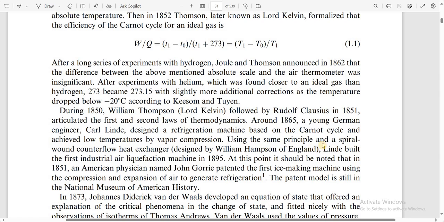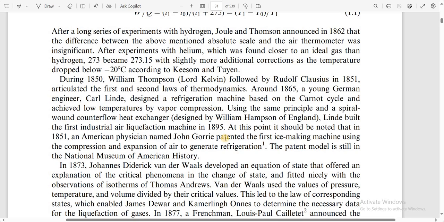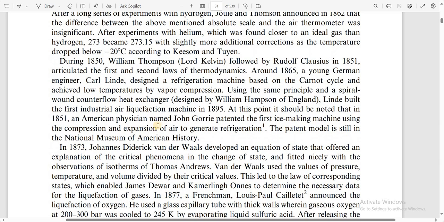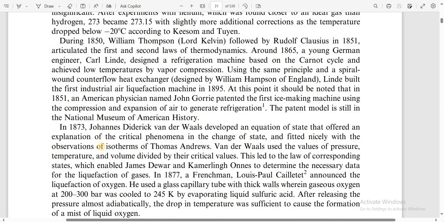Using the same principle and a spiral wound counterflow heat exchanger designed by William Hampson of England, Linde built the first industrial air liquefaction machine in 1895. At this point, it should be noted that in 1851, an American physician named John Gorrie patented the first ice-making machine using the compression and expansion of air to generate refrigeration. This patent model is still in the National Museum of American History.